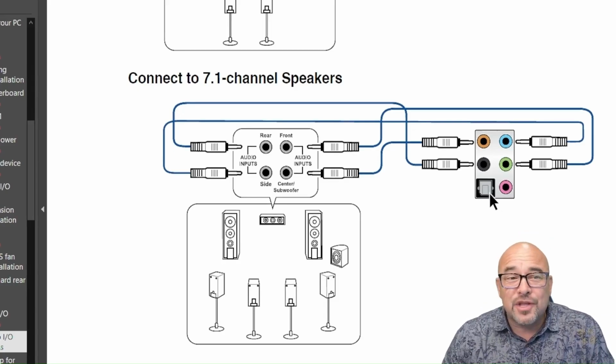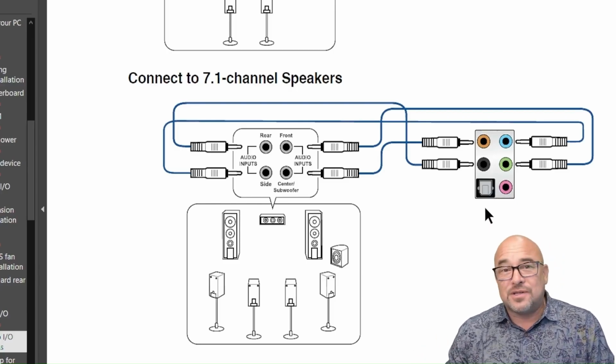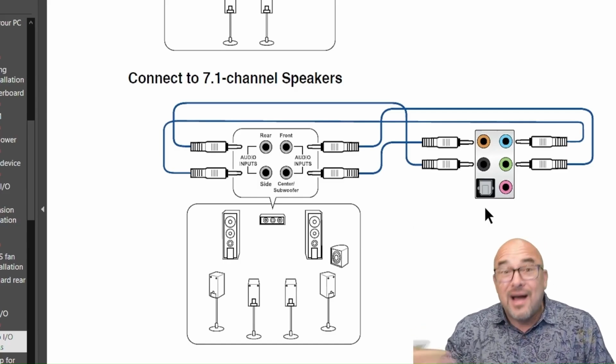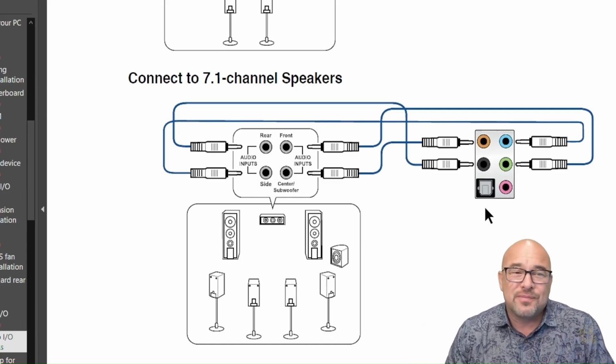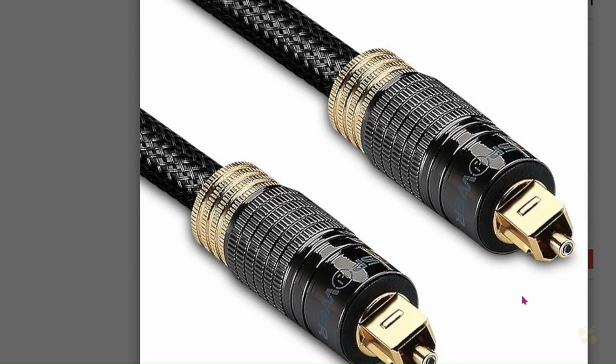Now, also, don't forget about this one right here. I've talked about that before. That's your optical out. It's a Sony Philips digital interface out, which is S/PDIF is what the acronym there is. But this is going to give you the highest level of quality. It's going to use a special kind of cable to connect to it. So you can see what that looks like there.